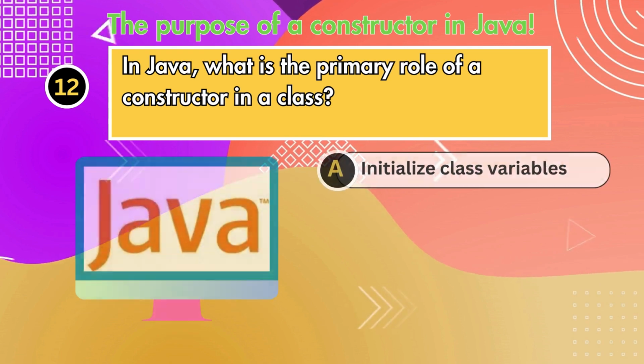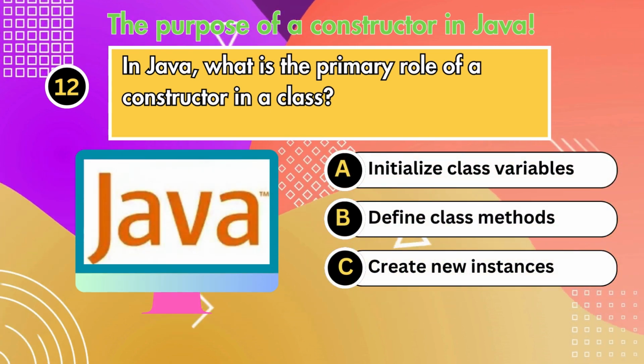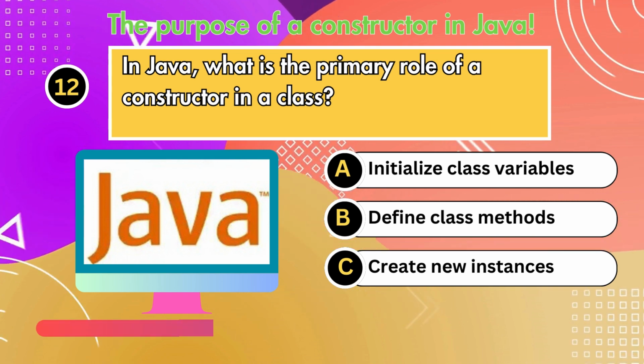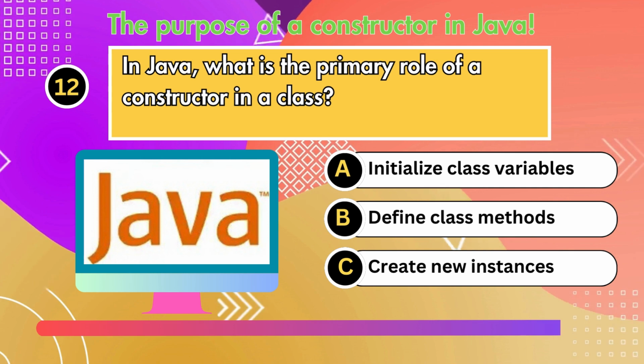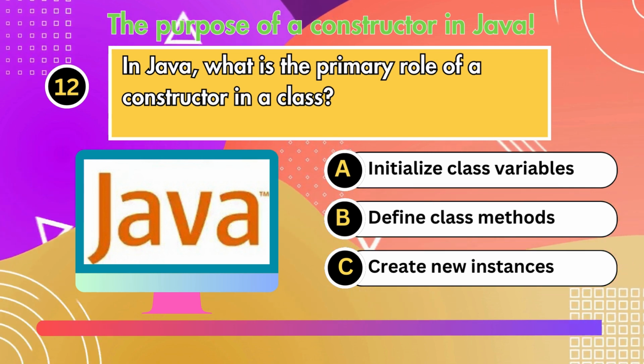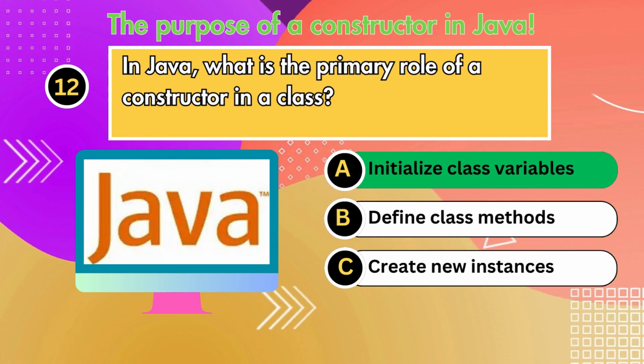In Java, what is the primary role of a constructor in a class? A. Initialize class variables. B. Define class methods. C. Create new instances. Answer is initialize class variables.